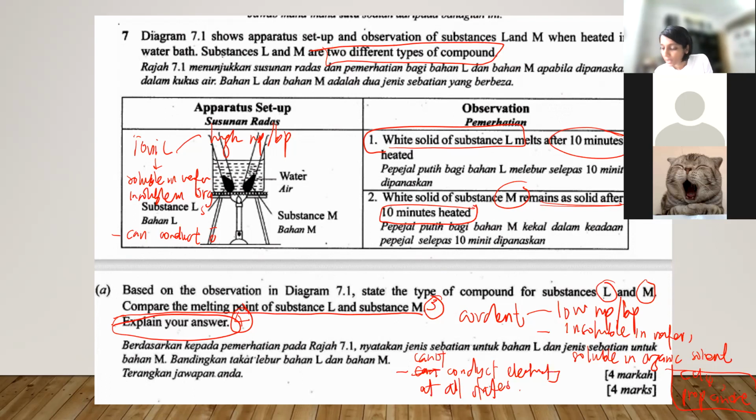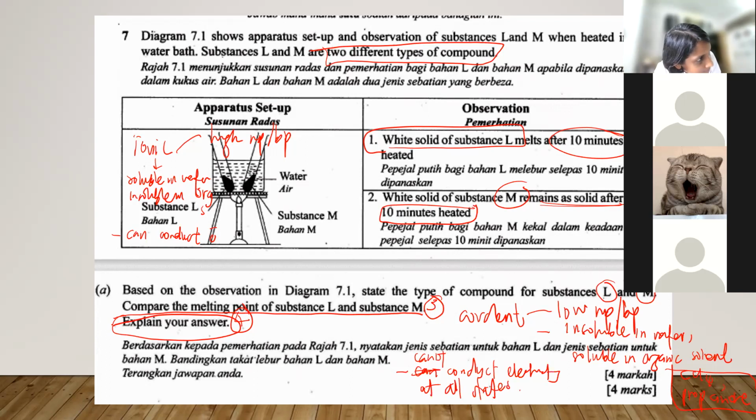Let me see. Can I have Nage? Nage, would you like to try your answer? This is because ions in ionic bond are held by strong electrostatic force.